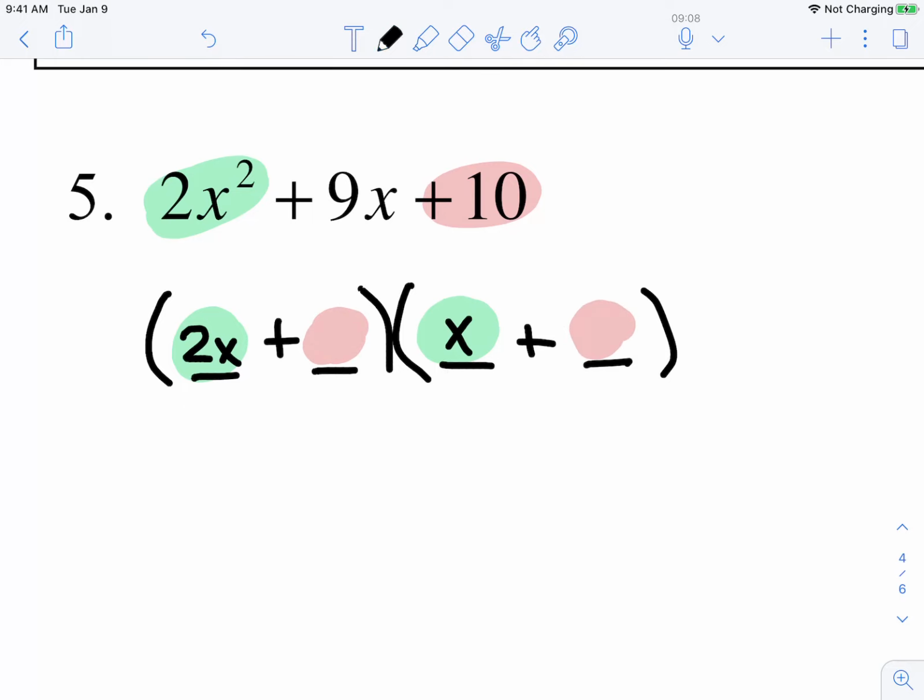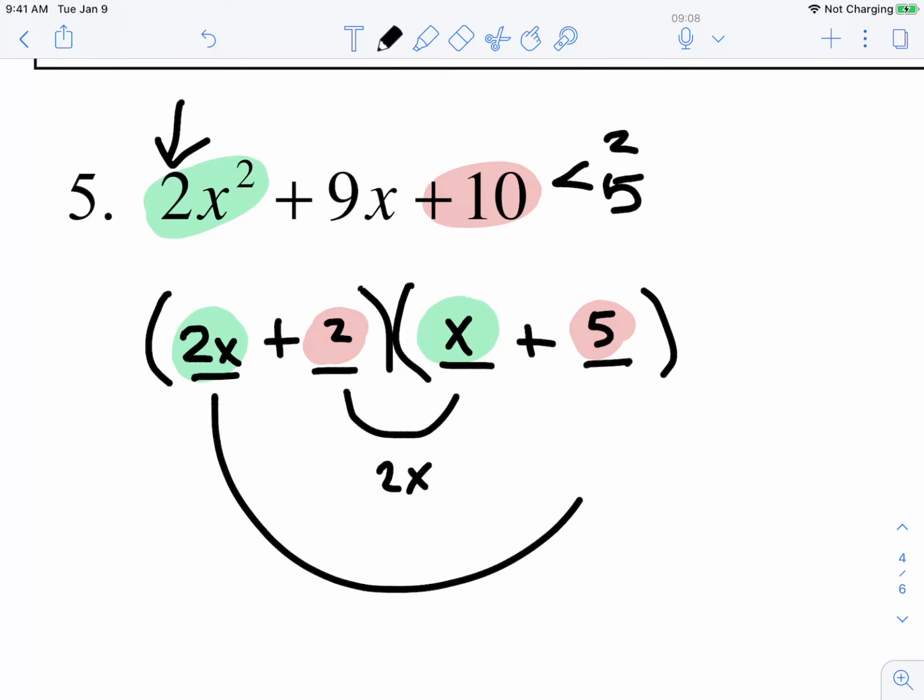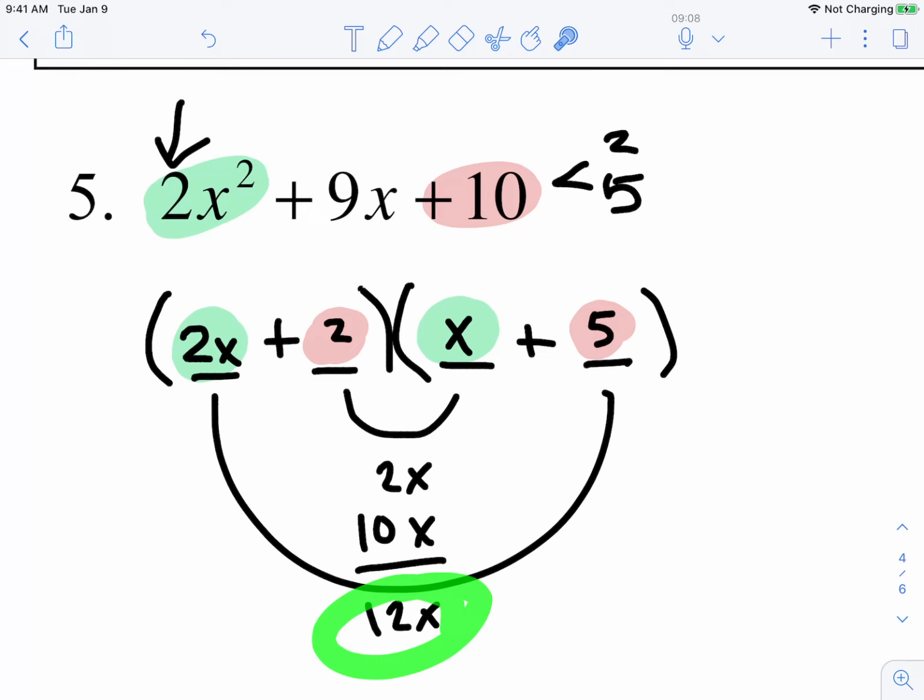But when the leading coefficient is 2, it's more of a guessing game, right? Because no longer do these two multiples have to add up to 9. I'm going to take 2 and 5 and put them in here any old way, okay? And now I'm going to check to see if I get 9x. So 2 times x and 5 times 2x. I add these up and I get 12x. That's not exactly 9x.